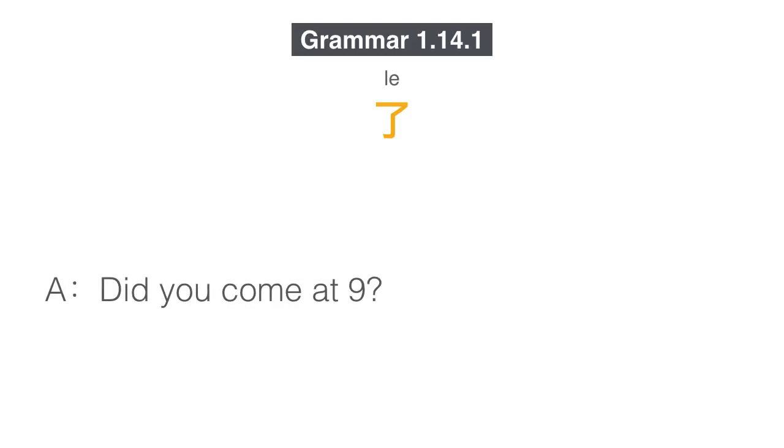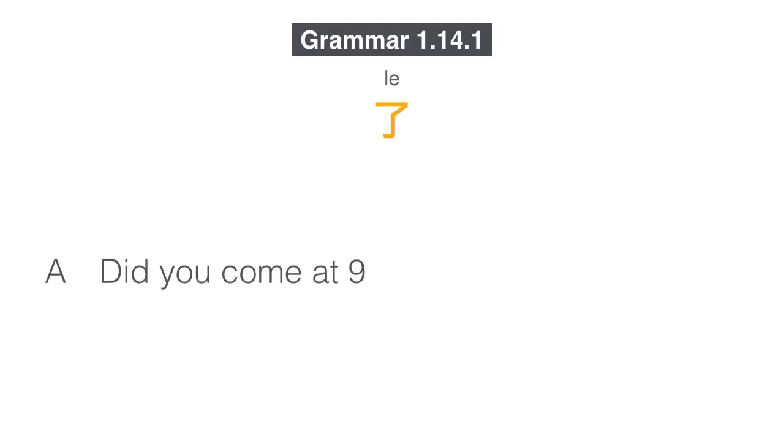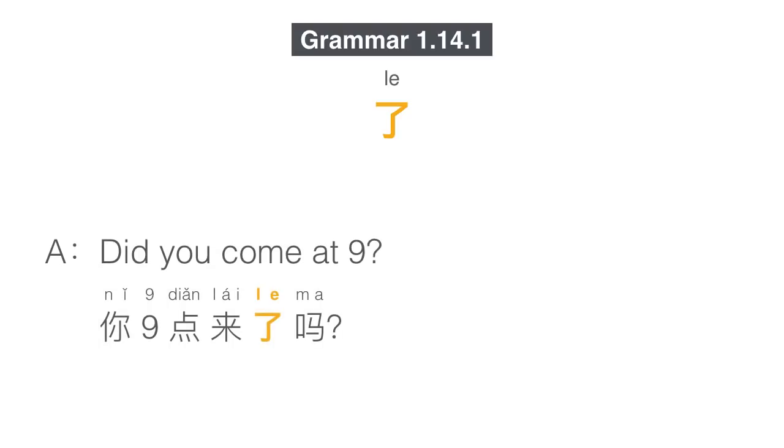But what if A asks, "Did you come at 9?" How would you say that? Did you say 你9点来了吗? Actually, this will be wrong. Why? It's because we're asking about time. We're not asking about what you did, right? We're asking, did you come at 9? That is, we're asking about the time that you came. So how should we ask this question?